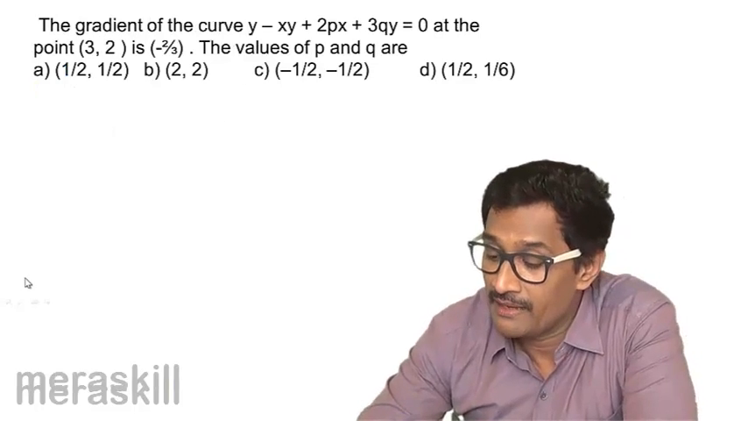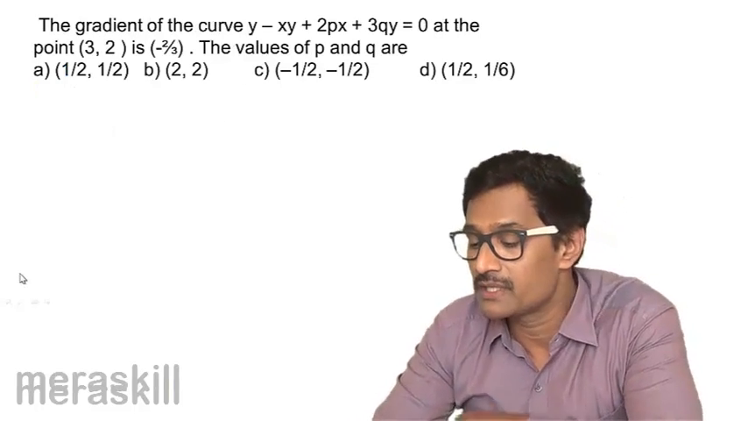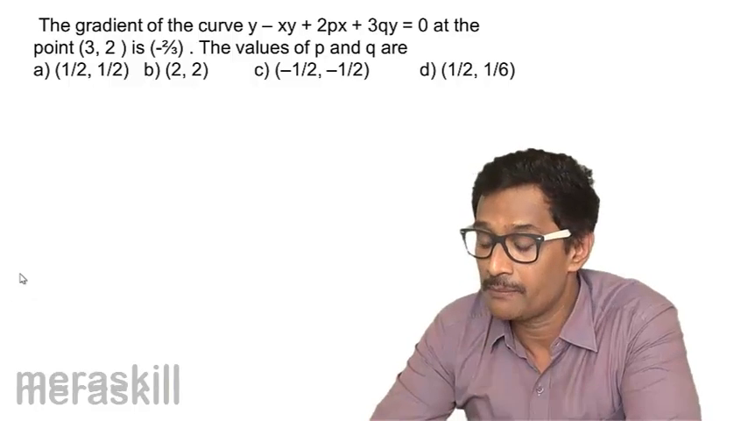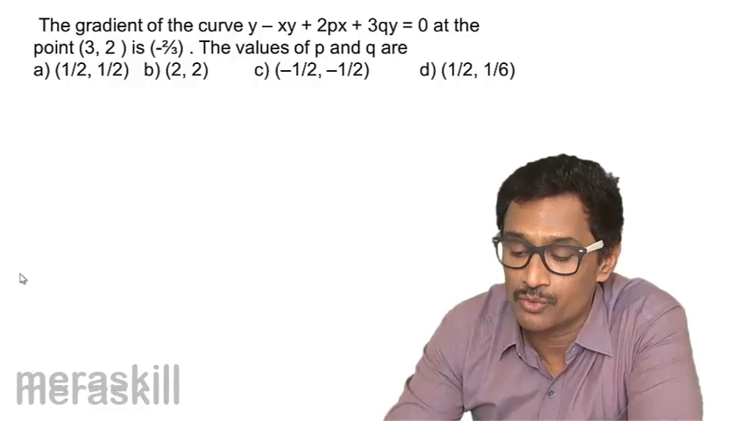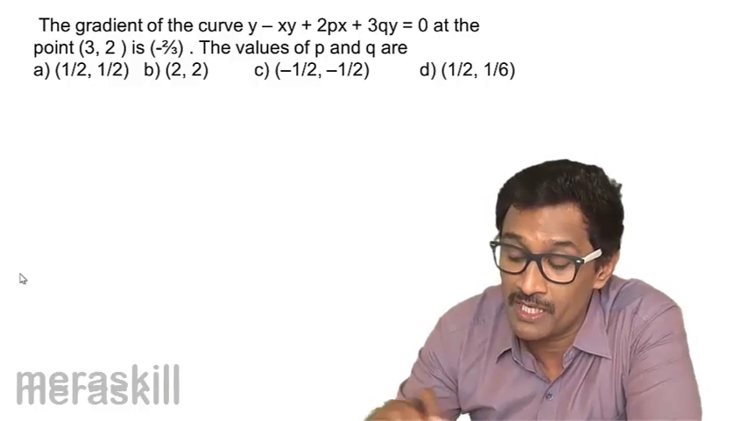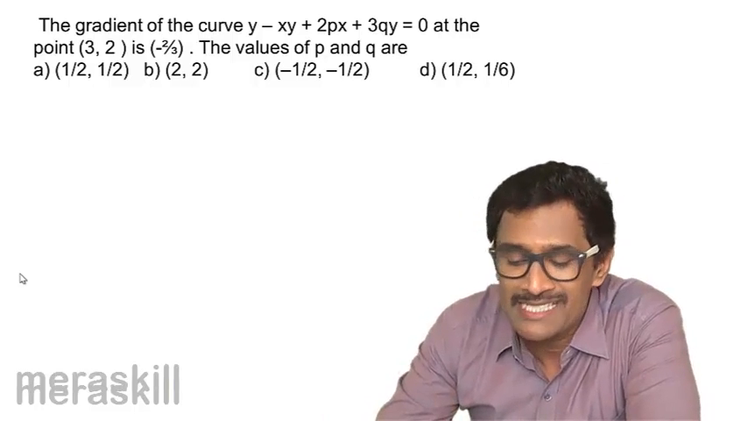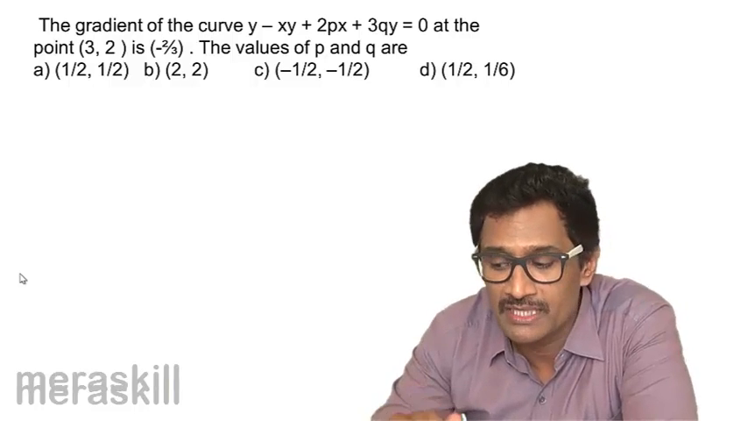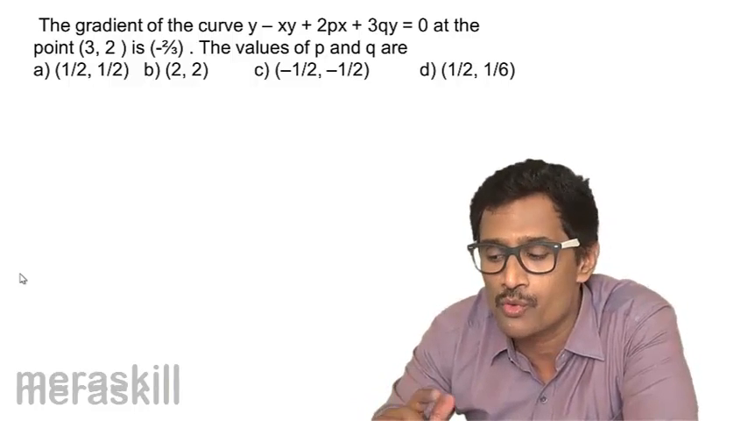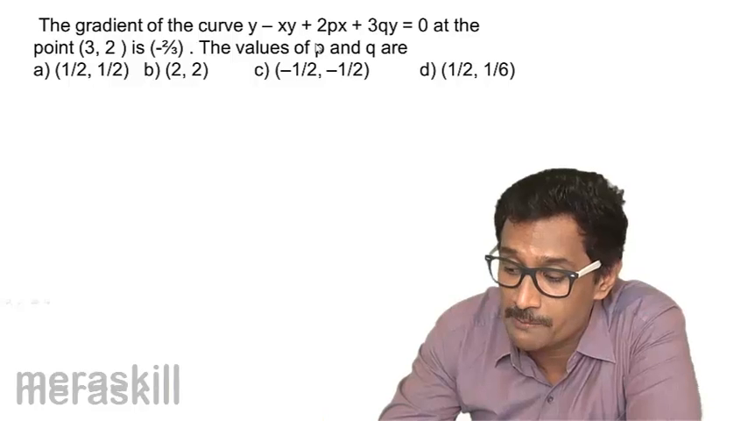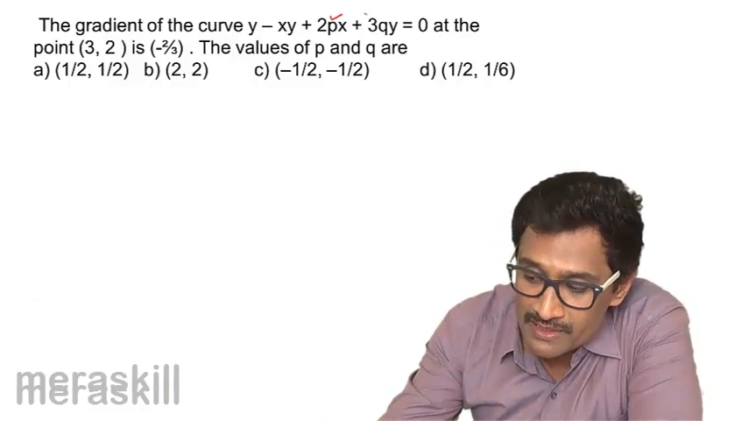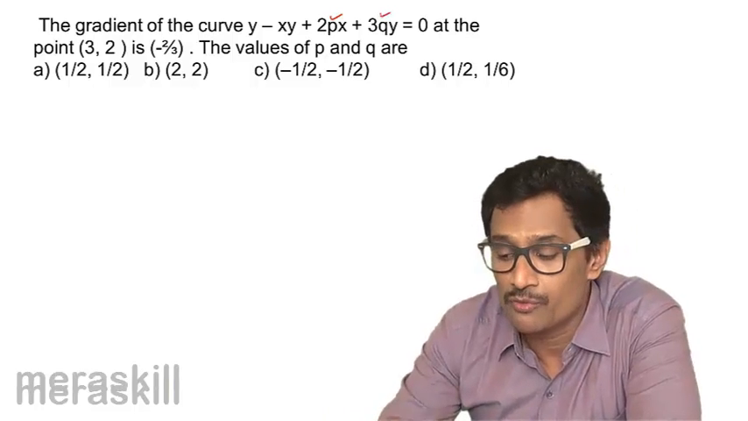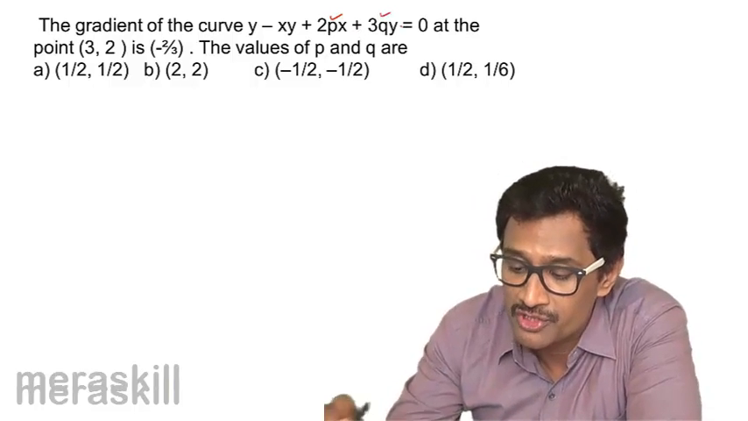Again, as we have here, the gradient of the curve 1 minus xy plus 2px plus 3qy is 0 at the point (3, 2) is minus 2 by 3. Find the values of p and q. Now this is similar to the previous sums, but if you see, in the previous one there was no variable. Here there are two variables, p and q. So apparently we cannot solve this using just one equation. So we form an equation of the function itself.